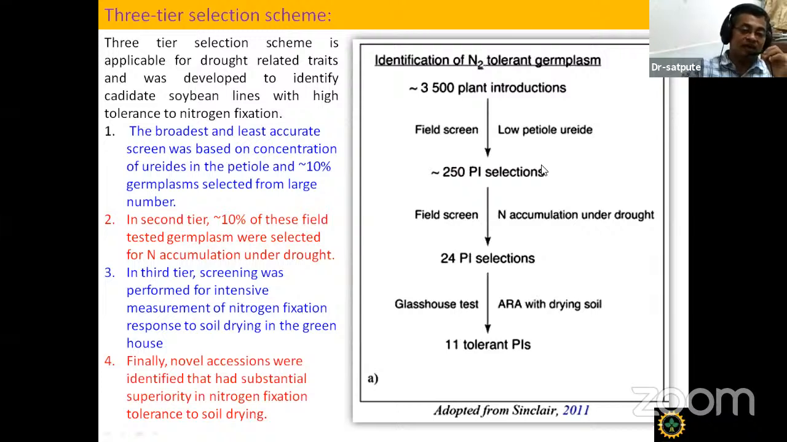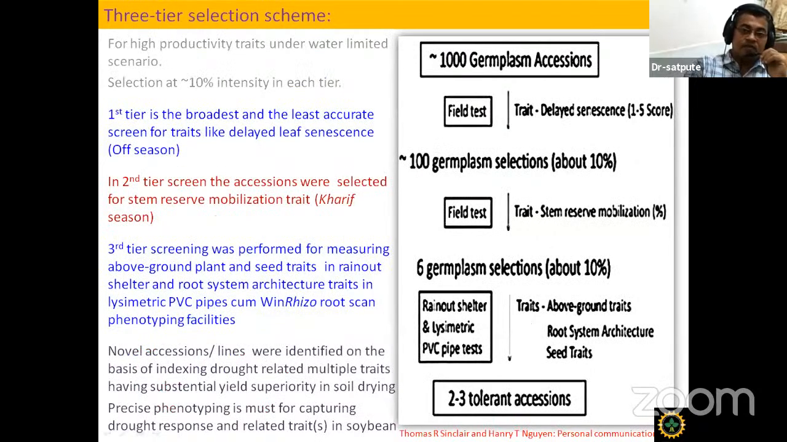And then in the second tier, another 10% of these field-tested germplasm were selected for nitrogen accumulation under drought. And in the third tier, screening was performed for intensive measurement of nitrogen fixation response to soil drying in the greenhouse. And finally, novel accessions were identified that had substantial superiority in nitrogen fixation tolerance in soil drying.